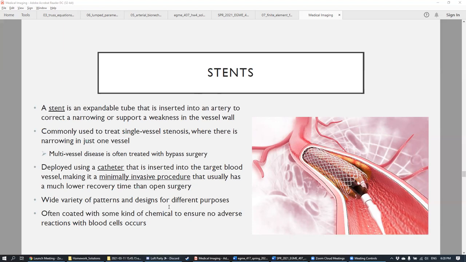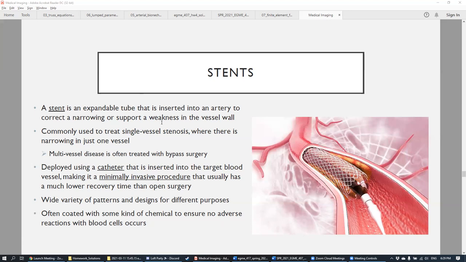A stent can be deployed for a lot of different reasons. One reason is to open up a narrowed artery, and that's what you see here in this image. In this yellow right here, you can see the plaque that used to be there. But a stent is being put in to smush that plaque against the vessel wall to open it up again. So that's one reason. Another reason to deploy a stent is to support a weakness in the vessel wall.